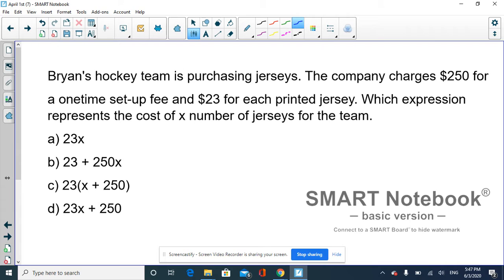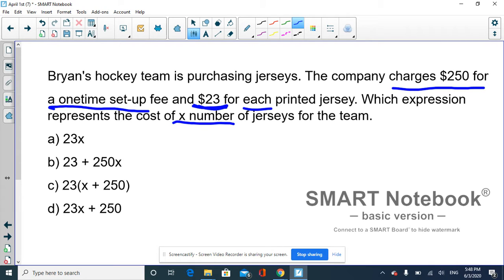Brian's hockey team is purchasing jerseys. The company charges $250 for a one-time setup. I want you to focus on this. They will pay $250 only one time and $23 for each printed jersey. Okay? This is important that $23 they will pay for each printed jersey. Which expression represents the cost of x number of jerseys?